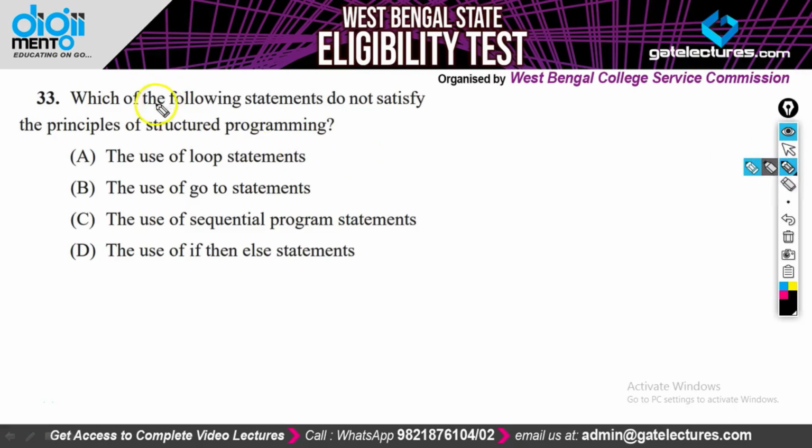So here we have a question which says, which of the following statements do not satisfy the principle of structured programming? Options are the use of loop statements, the use of goto statements, the use of sequential program statements, or the use of if then else statements. So let's see what is structured programming.